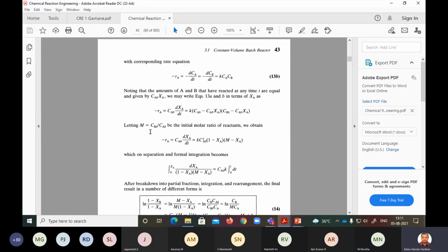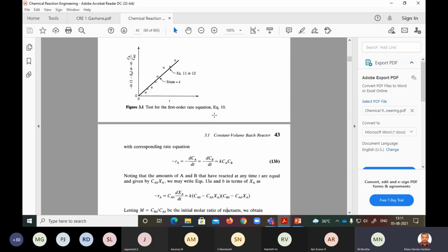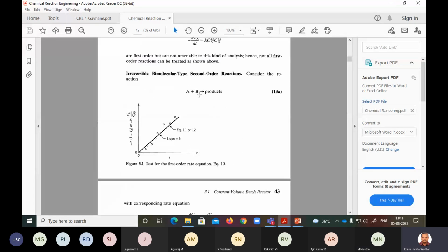Since M is CB naught by CA naught, you are trying to eliminate B. You are writing all B in terms of A. Now, if there is a stoichiometric coefficient here, 2A plus B gives some product, then how much of A has disappeared will not be equal to how much of B has disappeared, because there is a stoichiometric coefficient. So that time you have to put that stoichiometric coefficient down and then equate it: how much of A is reacted and how much of B is reacted.